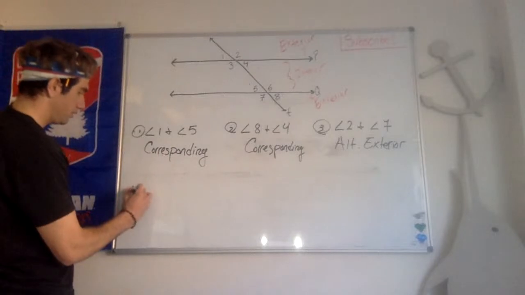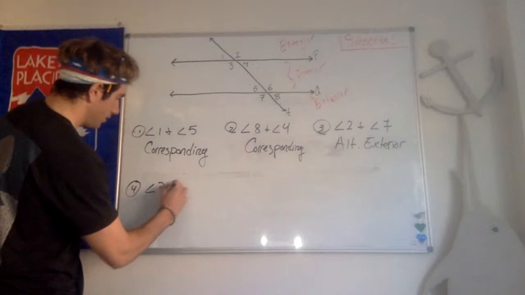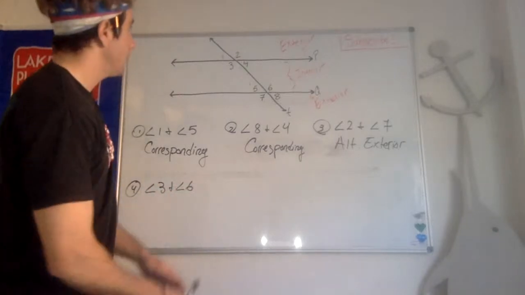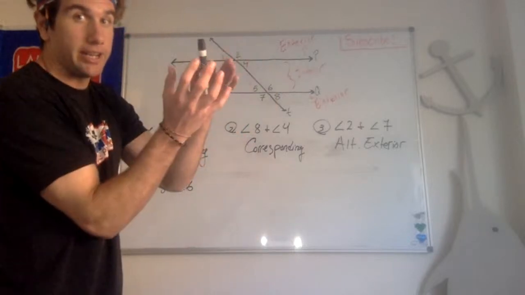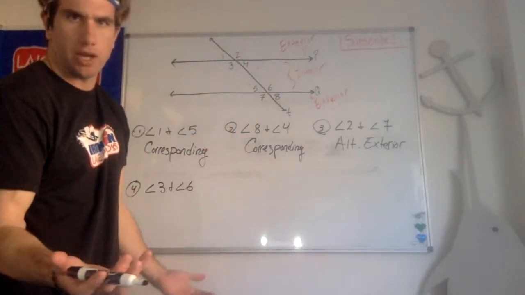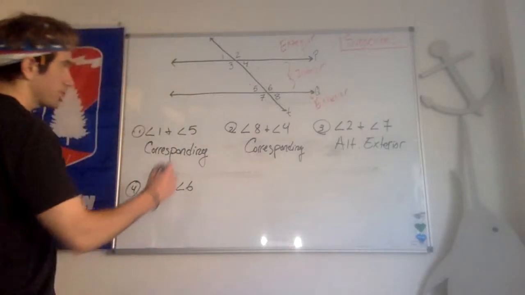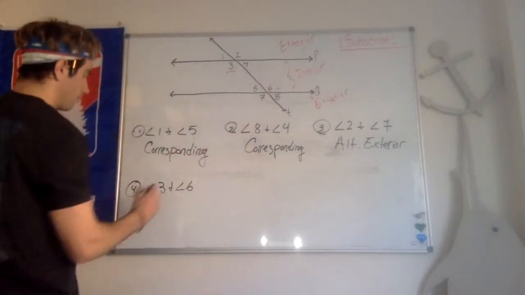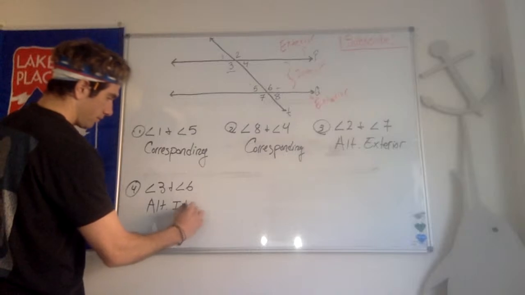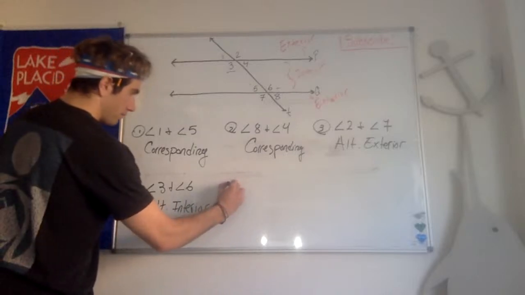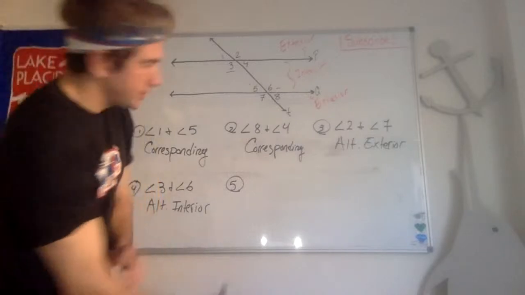Number 4, we got angle 3 and angle 6. Look at it, 3 and 6. You know it's some type of interior, right? So it's what? Alternate interior. Number 5, angle 6 and angle 4.